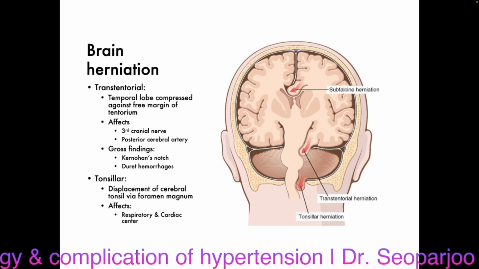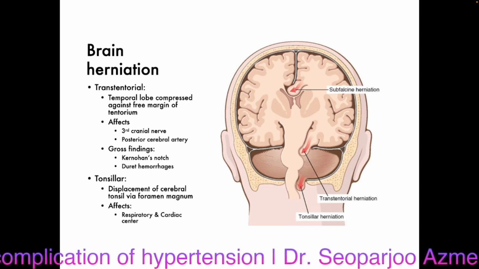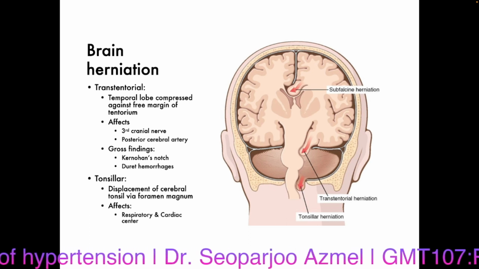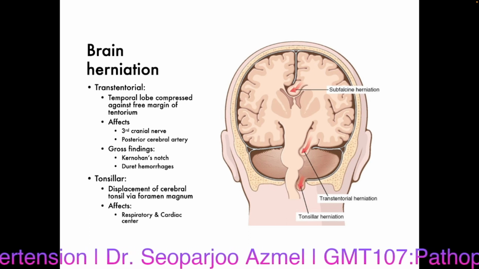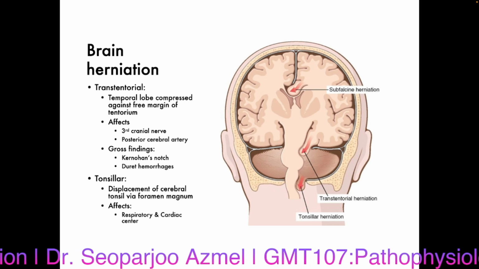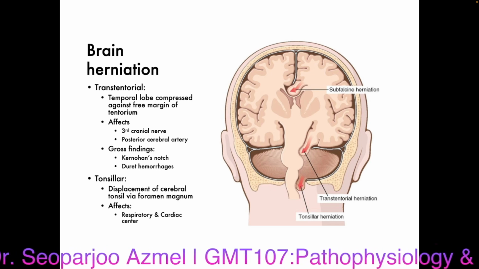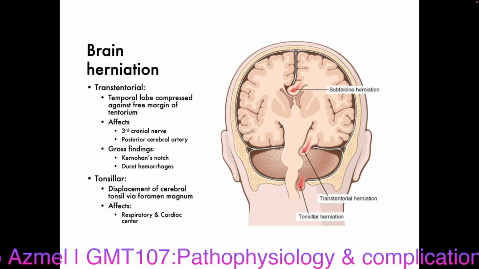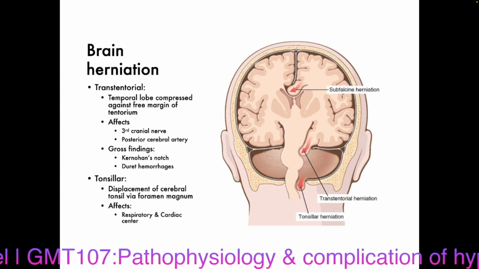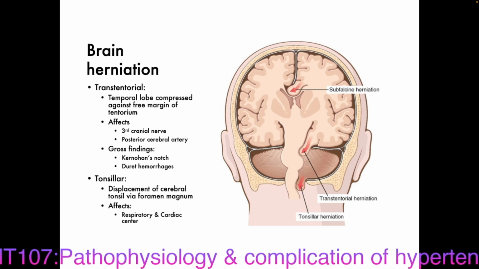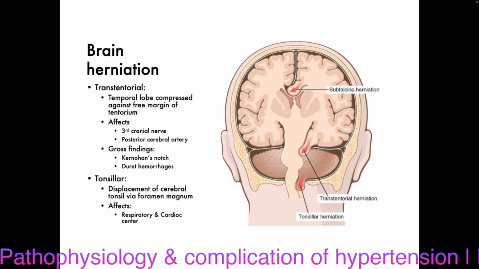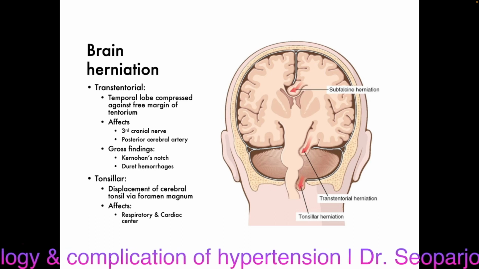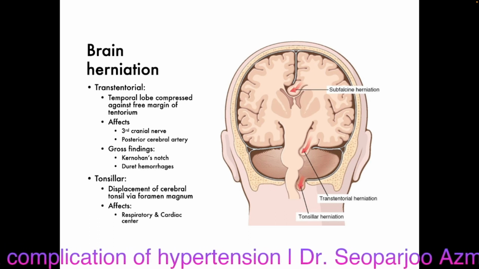So when the brain is edematous, there will be increase in the intracranial pressure, and this will cause brain herniations, as seen in this picture. You can see subfalcine herniation, transtentorial, and also tonsillar herniation, in which the tonsillar herniation is the most fatal, because it can cause a patient to die, since at the tonsillar part is the respiratory and also cardiac center that control the respiration and the heart rate of the patient.